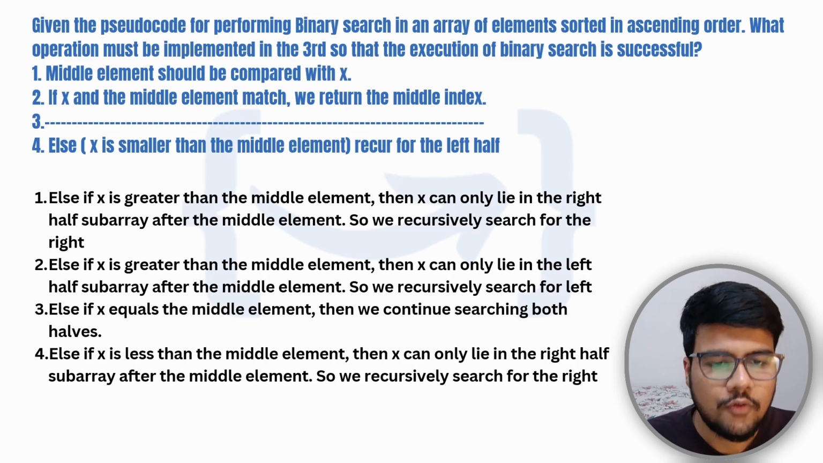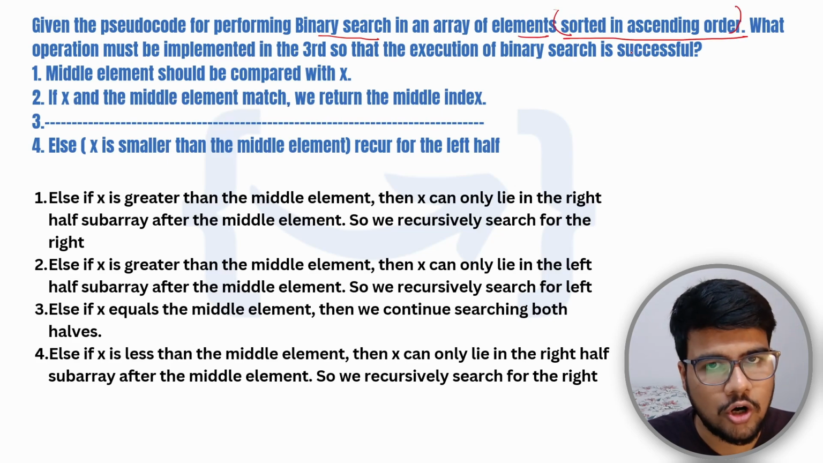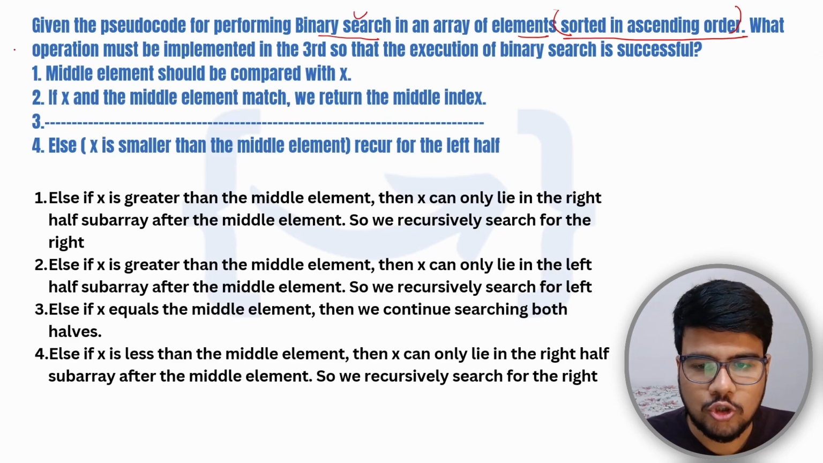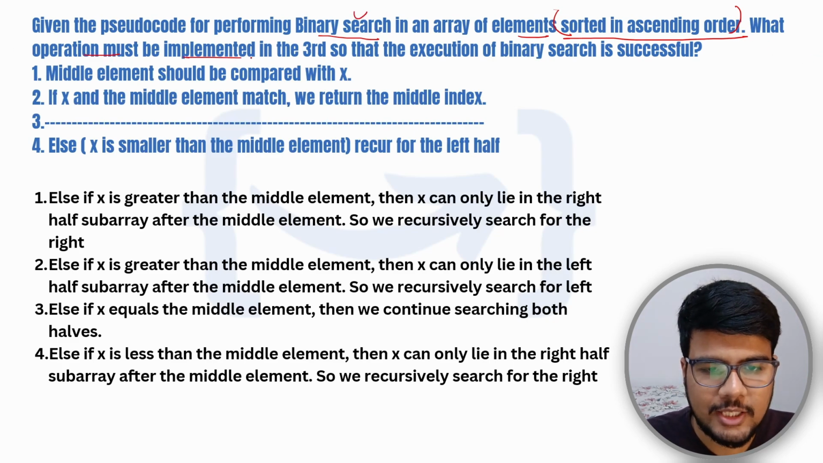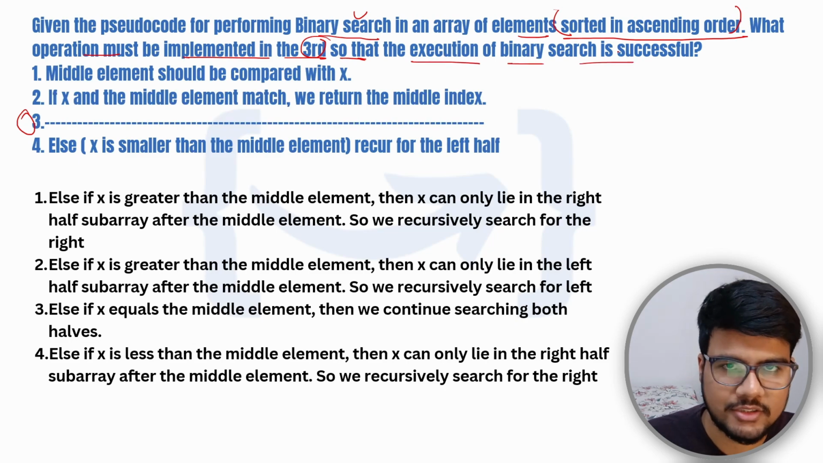Given the pseudocode for performing binary search in an array. Okay, so we need to perform binary search in an array with elements sorted in ascending order. The first check is totally clear: if the array is sorted, then only can I apply binary search. Otherwise, I am not able to. So what operation must be implemented in the third point? The third point is empty and we need to choose it, so that the execution of binary search is successful.